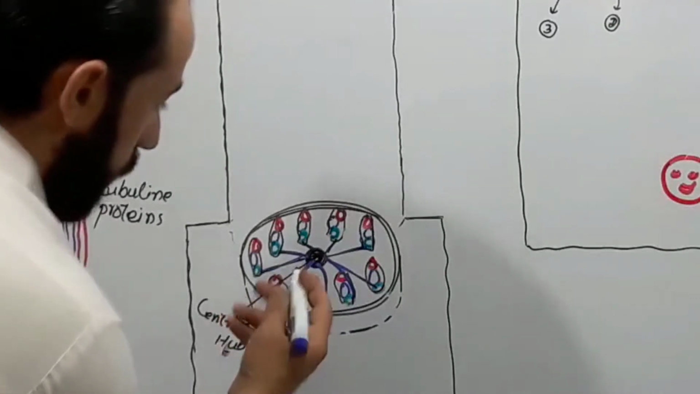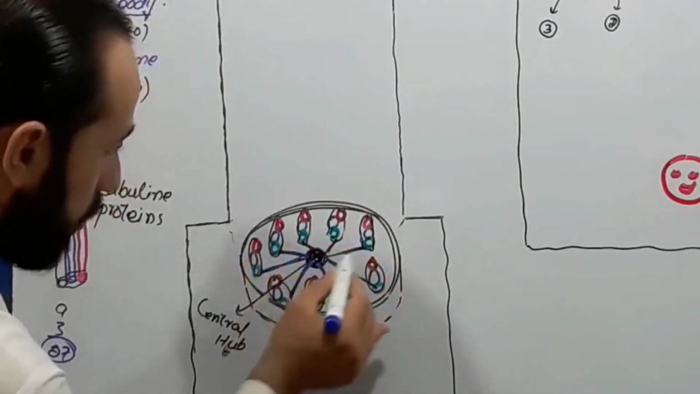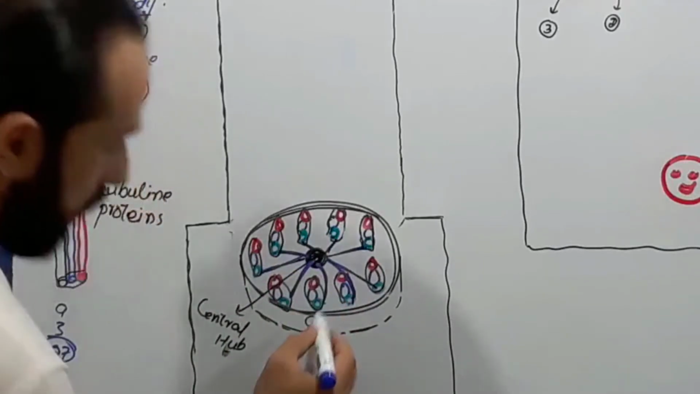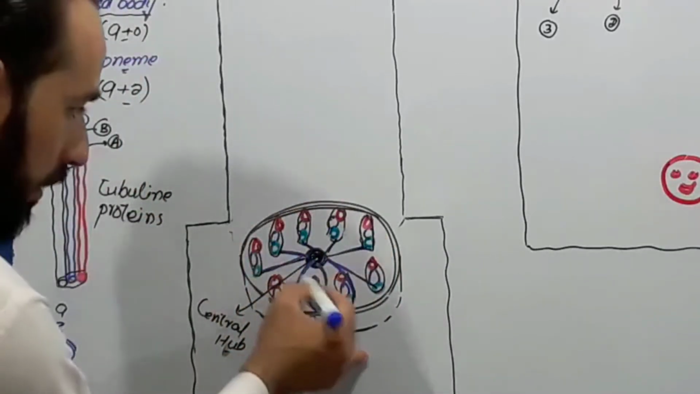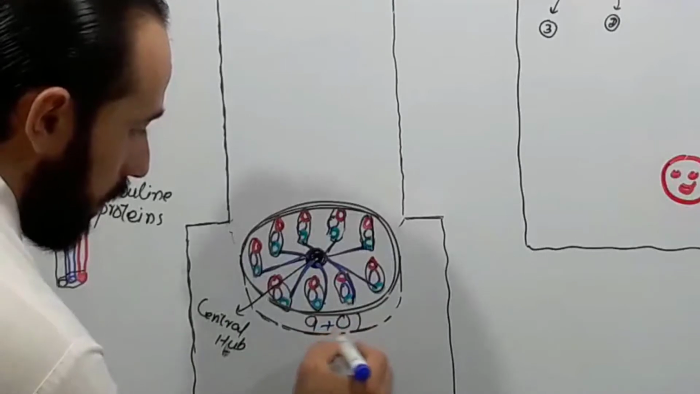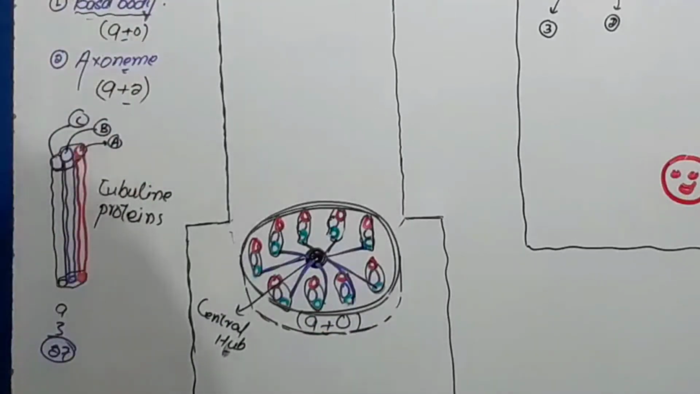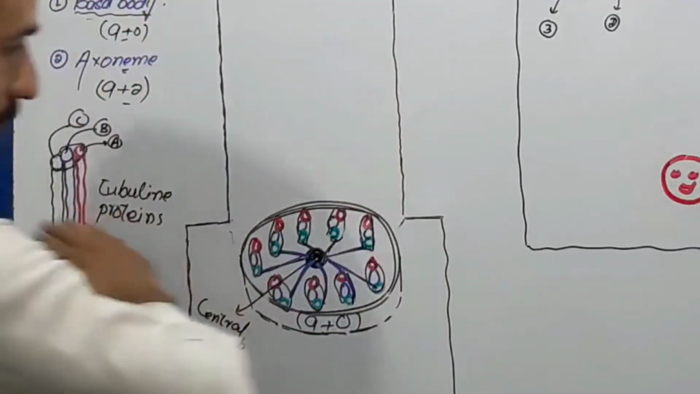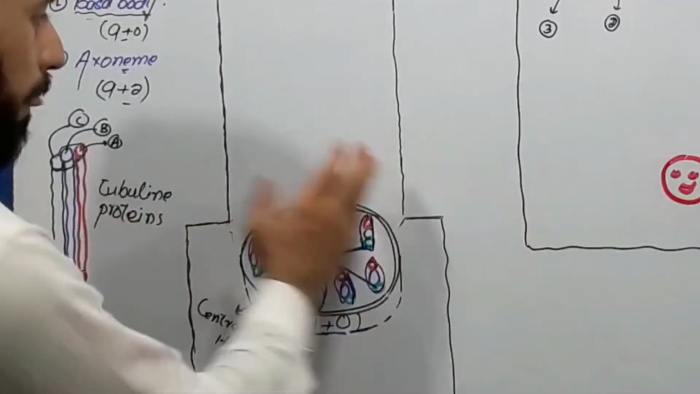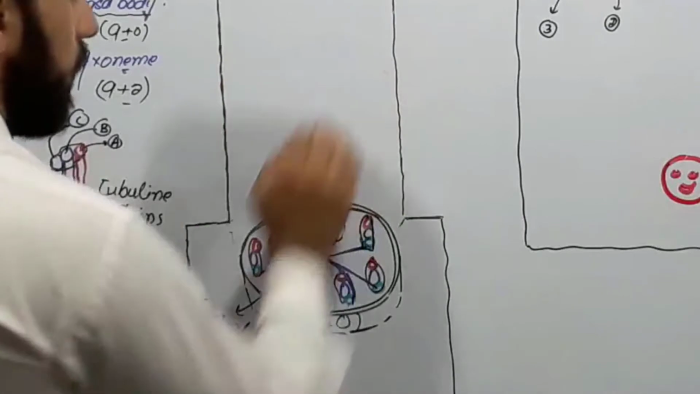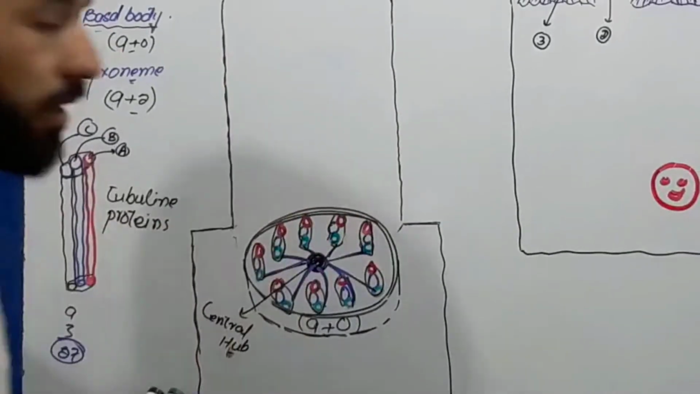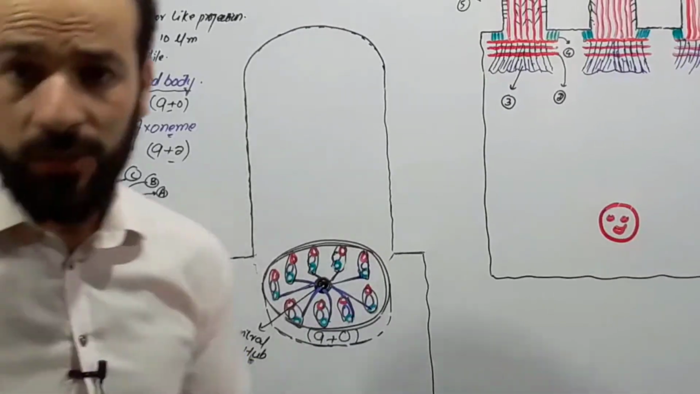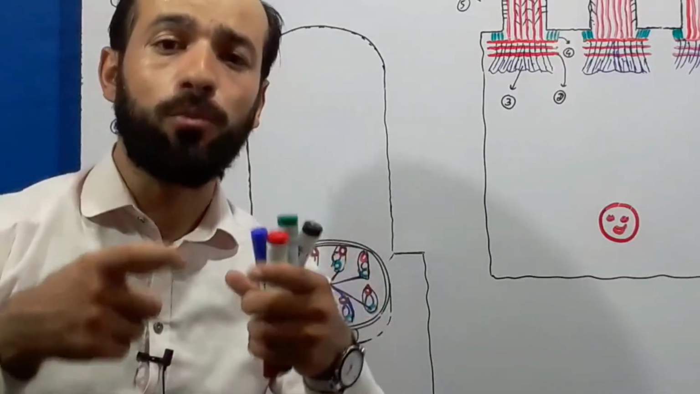So we see here there are three arrangements. So 1, 2, 3, 4, 5, 6, 7, 8, 9. That's why we say there are 9 triplets, but nothing in the center. That's why we call it 9 plus 0, right? 9 plus 0. Now look, when we go up, this was a section which we made at the basal body. Now when we go up and make a section here, what do we see? We see 9 doublets with central 2 molecules, right?